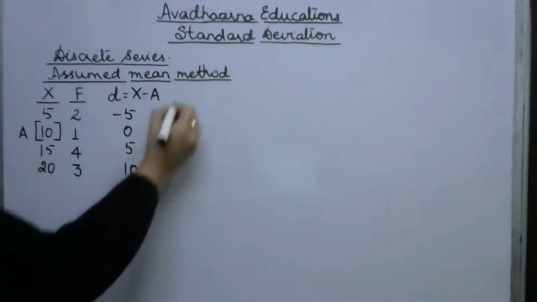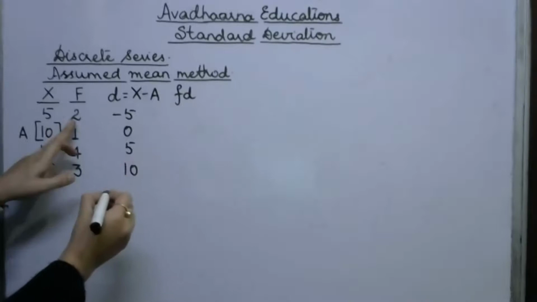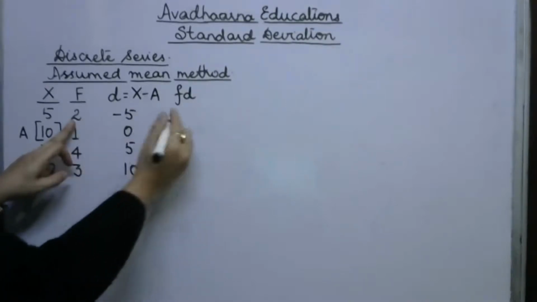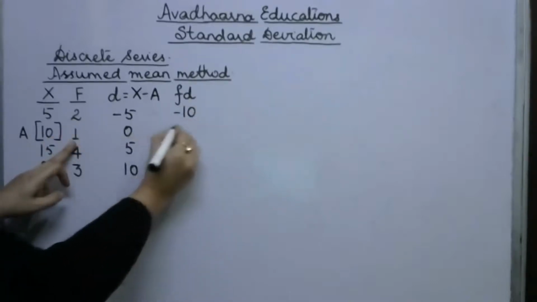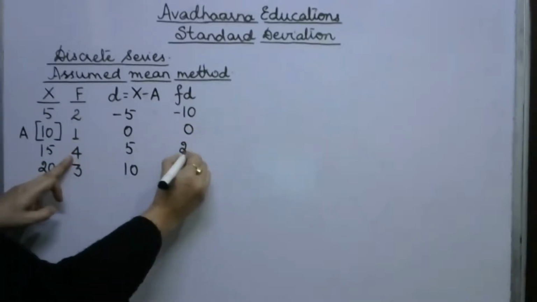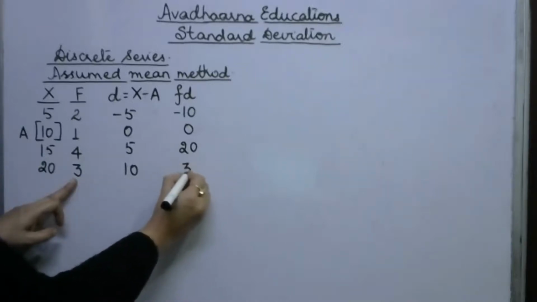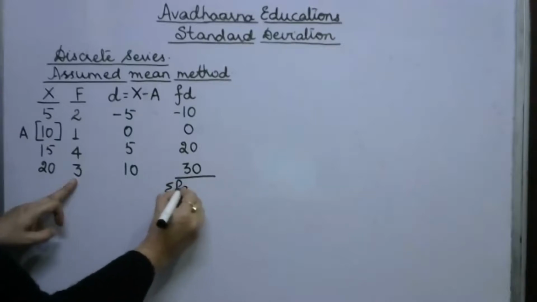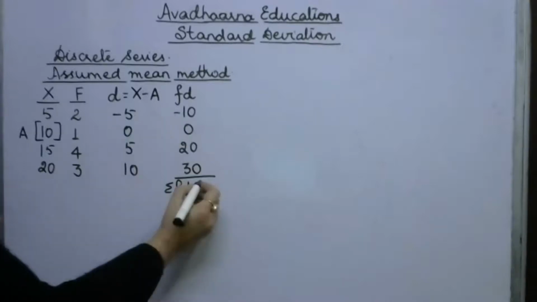The next step is to calculate fd. We multiply the frequencies with the deviations. So 2 into minus 5 is minus 10. 1 into 0 is 0. 4 into 5 is 20. And 3 into 10 is 30. If we calculate summation fd, that is going to be 50 minus 10, 40.